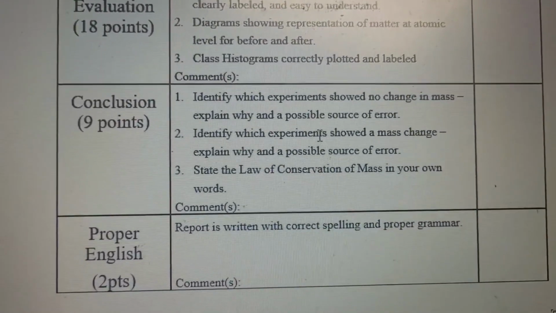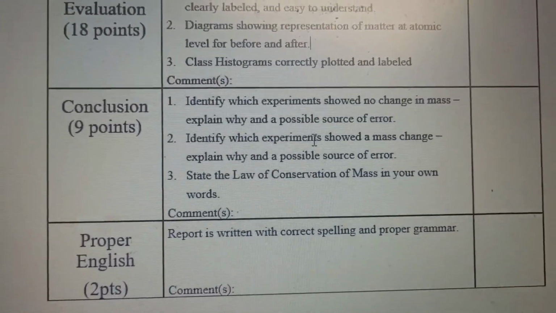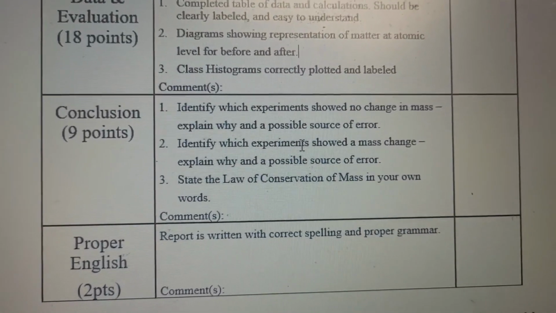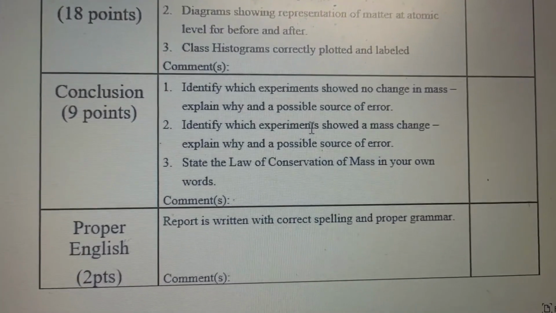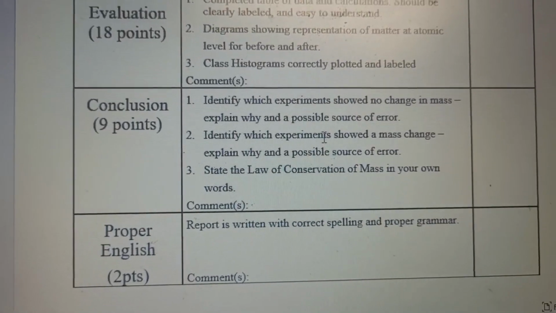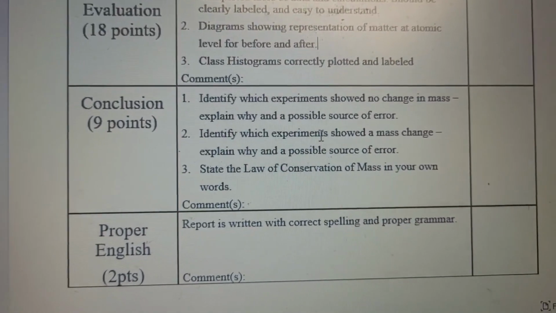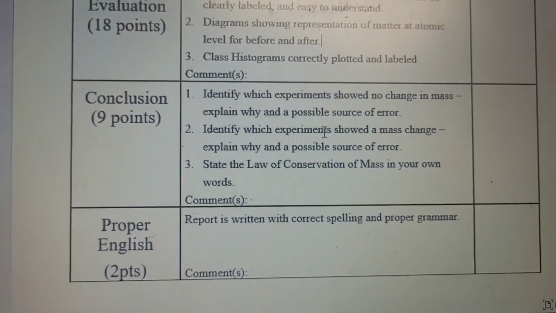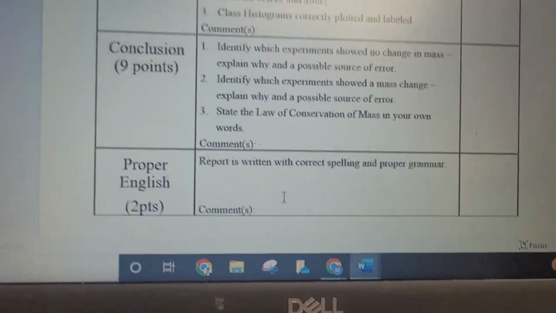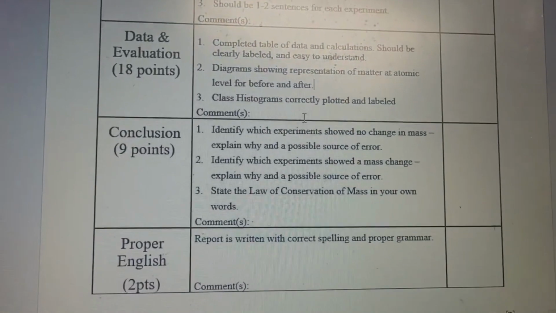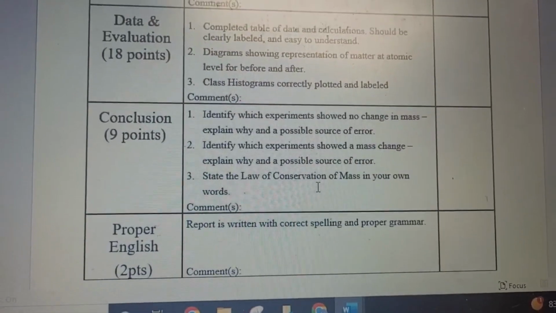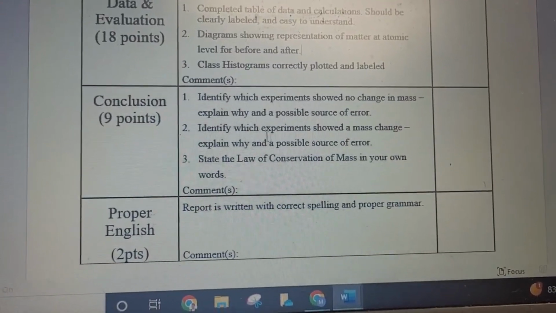For number 2, identify which experiments showed a change in mass, explain why there was a change in mass and a possible source of error, and then state the law of conservation of mass in your own words. So that one you might need to look up, but then you're going to put it in your own words. Don't just write down a bunch of words you don't understand. Obviously, everything needs to be written clearly. Now, if you're just copying and pasting from somebody else, you're going to end up with a 0. So make sure that you're doing this on your own.